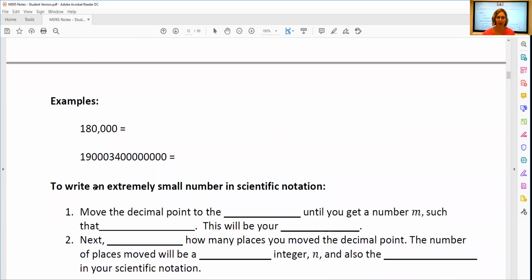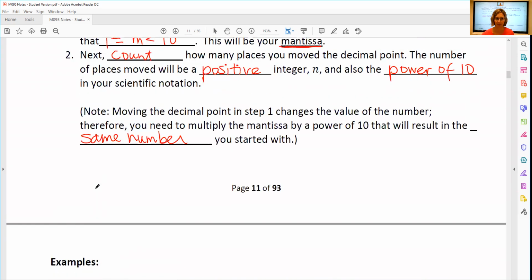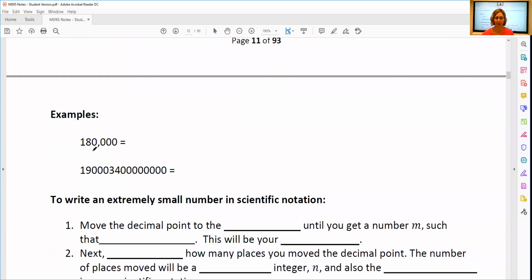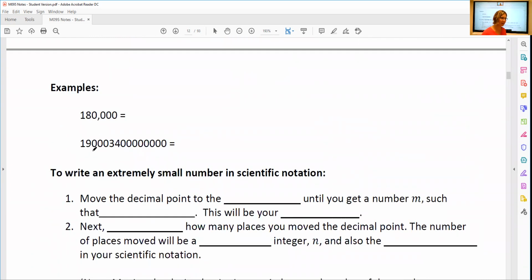All right, so we're going to try these steps here in these examples. So 180,000. I'm going to read my notes from my paper so that you're following along on the steps. We've got this number, and it says move the decimal point to the left until you get a number m that's in between 1 and 10. Our decimal point in this number is right here. So we're going to move it over 1, 2, 3, 4, 5.